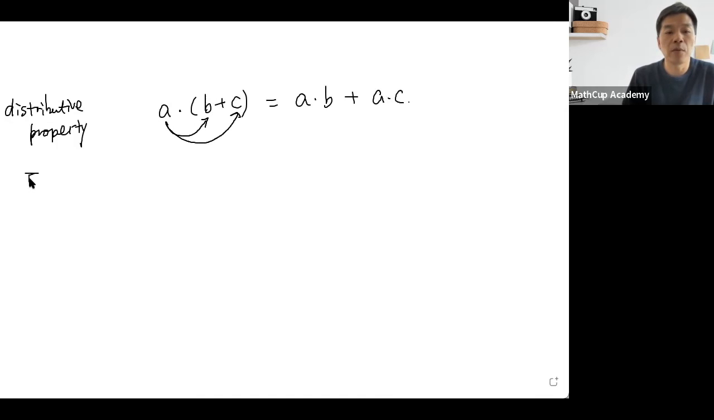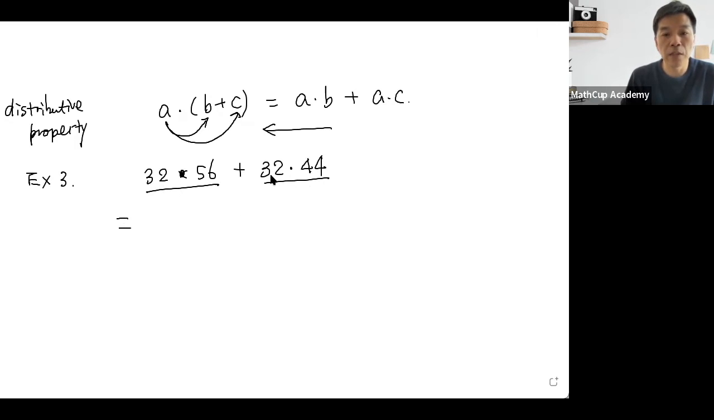Let's look at an example of going this way first. Okay, example 3. Let's say we want to calculate 32 times 56 plus 32 times 44. Let's use a dot to represent the multiplication. The usual way is we multiply this first, and then multiply this, and then we add together. But if you're careful, you notice that it has a 32 as a common factor, so to speak, right? So you take the 32 out.